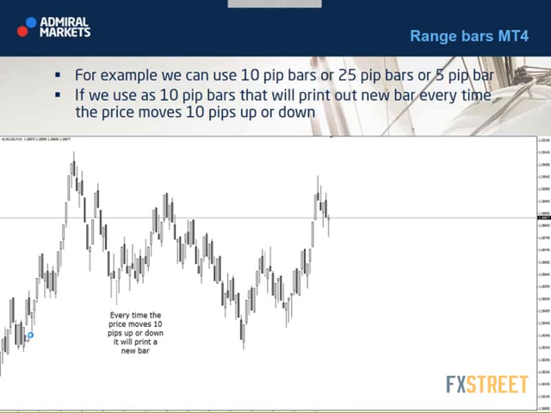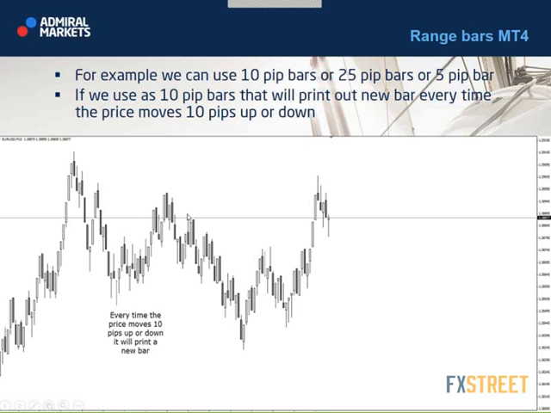Obviously, if you see a lot of range bars printed out in succession, let's say 5 or 6 10 pip bars printed during a minute, you will know that there is huge volatility in the market. Conversely, if you see that 1 or 2 10 pip range bars are printed out during a couple of hours, you will know that there is extremely low volatility in the market.